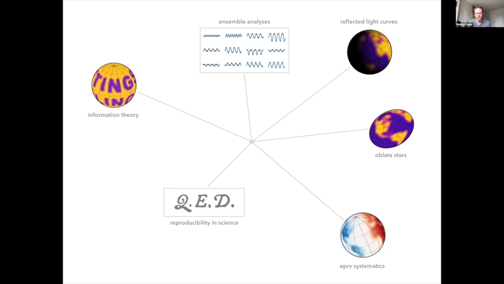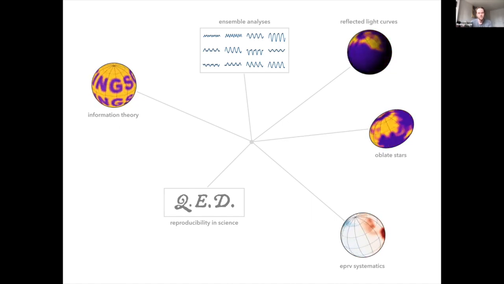I'm going to talk about ensemble analyses and how it's very hard to learn something about, say, a single stellar light curve because there are so many degeneracies on the problem. It's much easier if you have lots of them and you can analyze them together and try to understand what the covariance across light curves is telling you about the statistical properties of that ensemble.